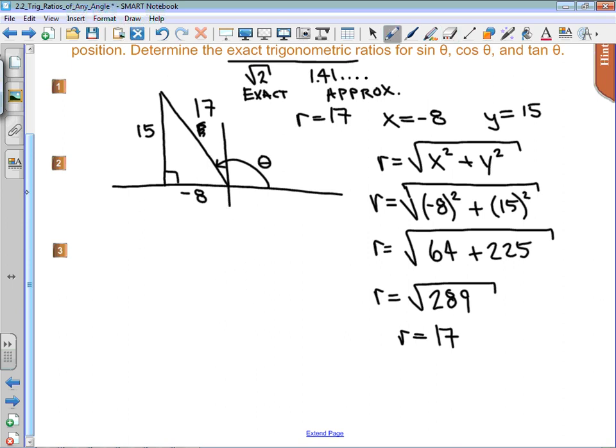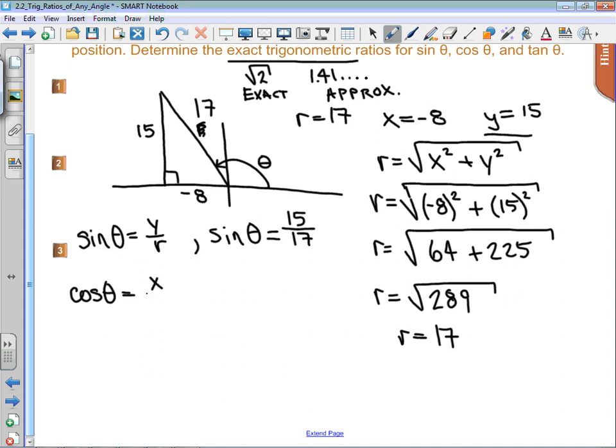The reason why that's so useful is that we have 3 equations for sine, cos, and tan. Sine theta is equal to y over r. So for this question, my y value is 15 and my r value is 17, so the sine of theta is 15/17. That's y over r. The cos of theta, which is x over r, I wrote sine again, whoops, is going to be equal to the x, which is -8, divided by the r, which is 17.